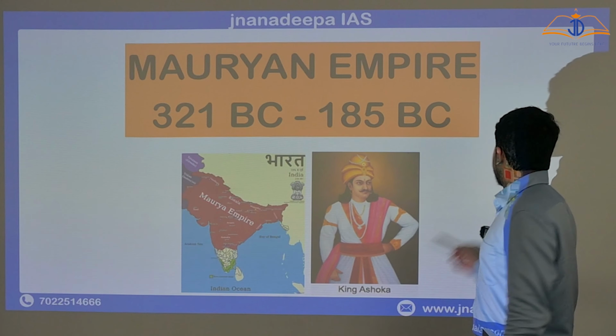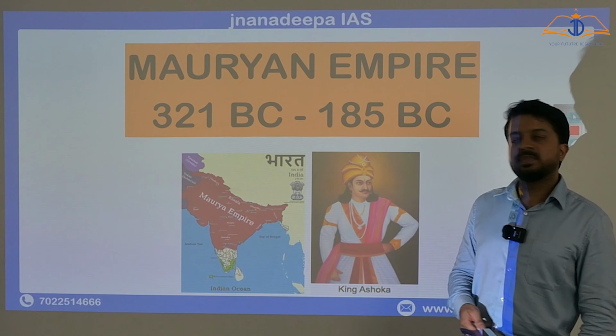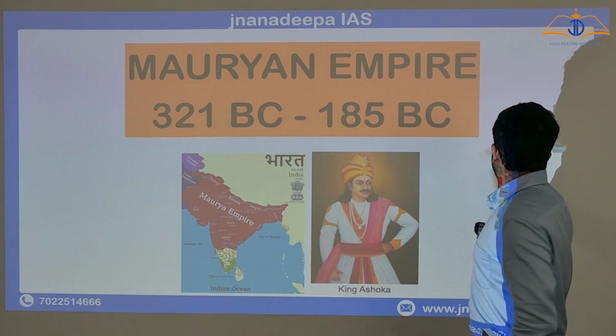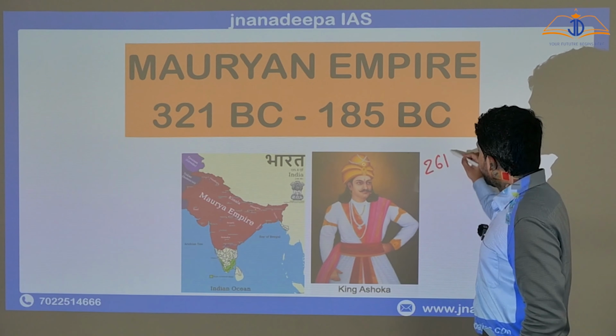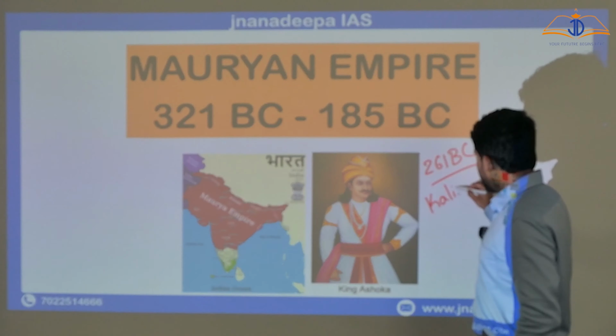They say Ashoka killed 99 of them to actually come to power. And particularly in 261 BC, Ashoka was fighting a war at a place called Kalinga.